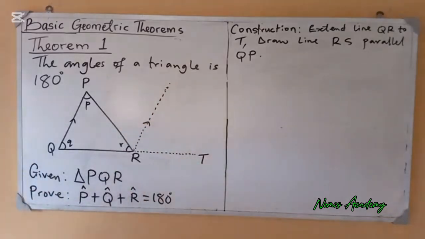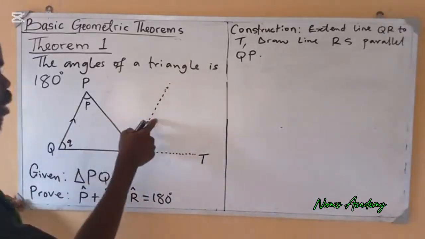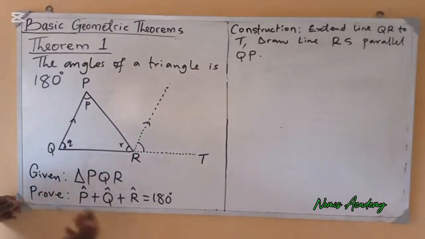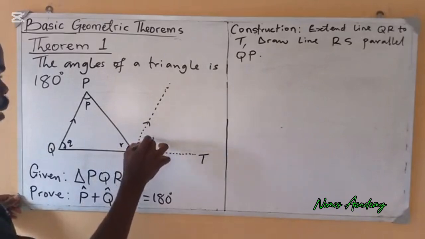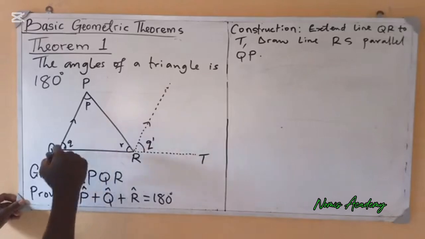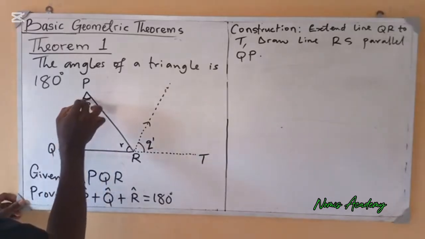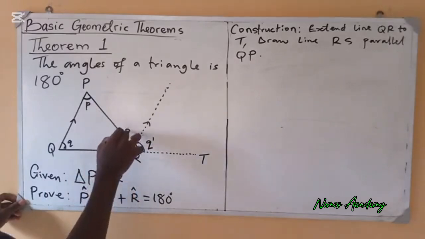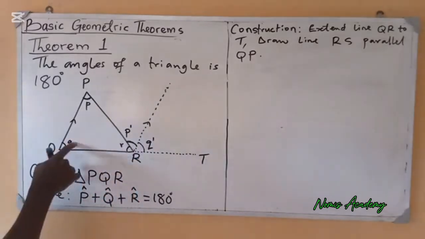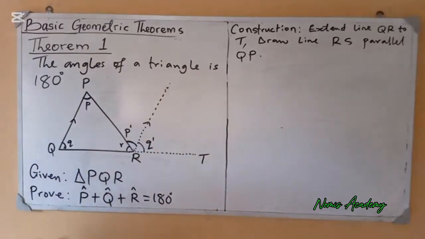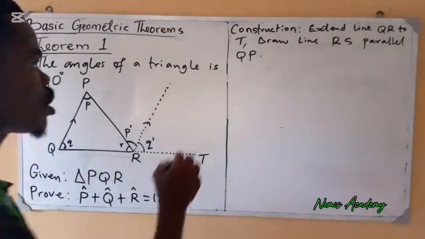Okay, so if this line is parallel, it then means this angle and this angle are corresponding angles. So we can call it Q prime. So this is Q, while this is Q prime. So they are corresponding angles. And then this angle here and this angle are alternate angles. So this is also P prime. They are equal. Q is equal to Q prime. P is equal to P prime. So they are corresponding and alternate angles, and they are equal. So let's continue with the proof.